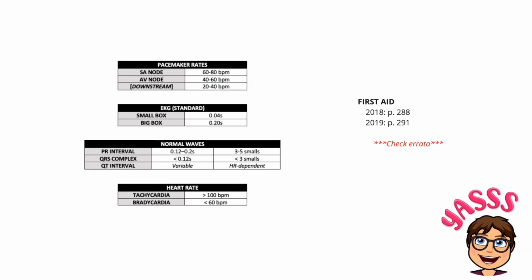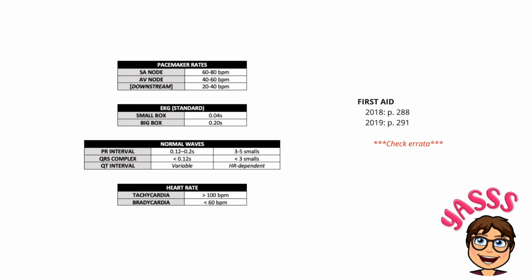Okay, so here are some things that you just need to know. The pacemaker rates, you need to know the relative rates, but also it's a good idea to know the absolute rates. SA node is approximately 60-80, AV node is approximately 40-60, anything downstream of that, so the bundle of His, the Purkinje fibers, or the myocytes and the ventricles, that's usually between 20 and 40 beats per minute.